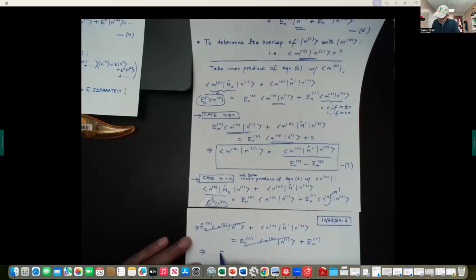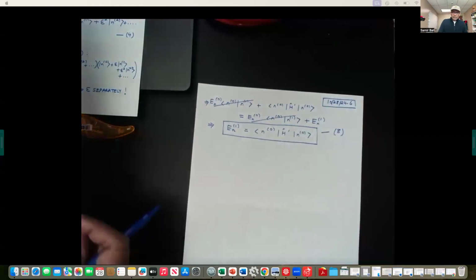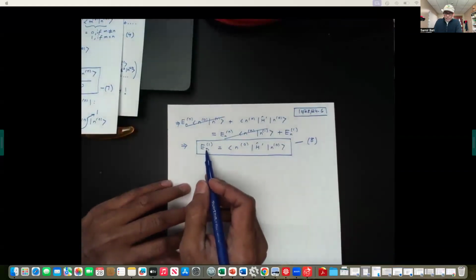And so I actually get my first order correction to the nth eigen energy. Okay. And it is just the expectation value of the perturbation in the original unperturbed basis. Okay, that's an interesting result. So this is an interesting result. We found the first order correction.